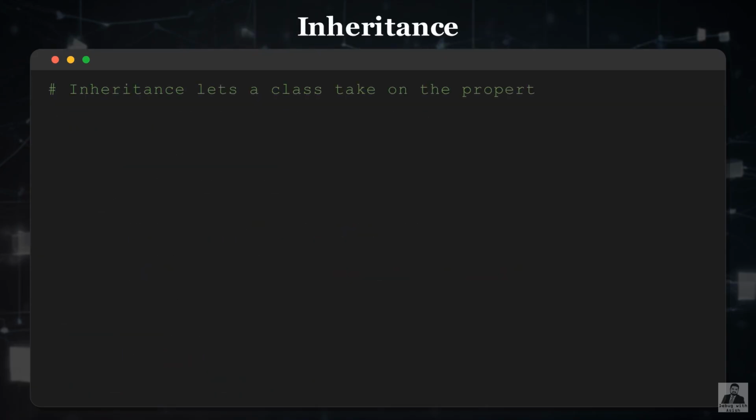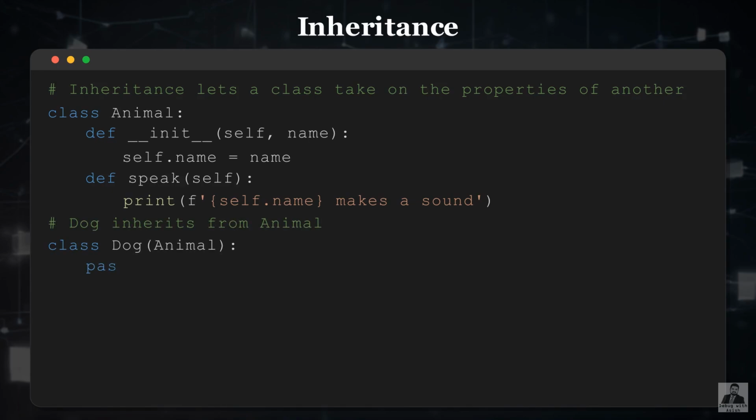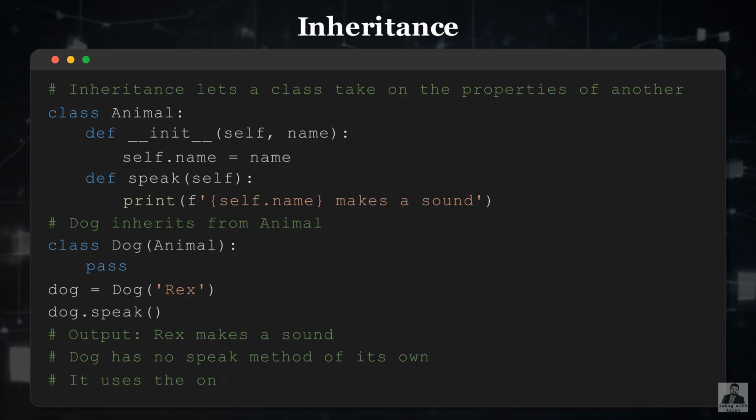Inheritance lets one class take on the attributes and methods of another. The class that is inherited from is called the parent class or base class. The class that inherits is called the child class. To inherit, write the parent class name inside parentheses after the child class name. Here, Dog inherits from Animal. Even though Dog has no methods of its own, it can use the speak method from Animal. This avoids duplicating code across related classes.